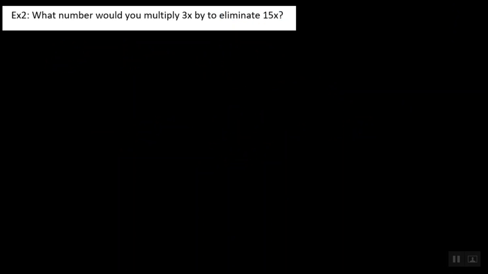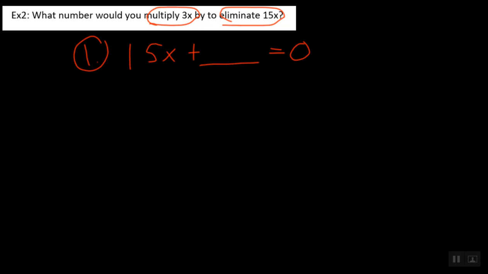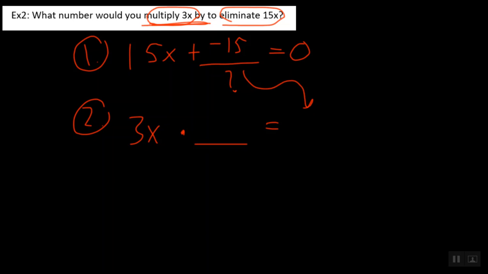Okay, in example 2, what number would you multiply 3x by to eliminate 15x? Okay, so here's the first question we're asking. And we're saying, hey, if I want to eliminate 15x, or aka, I want to add some number to it so it equals 0, well, what number would that be? Well, that number would be the opposite of a positive 15x, which would be a negative 15x. Okay, so here's what we're saying. We want to multiply 3x by some number so that it equals negative 15x, because that's our goal, is to get to negative 15x.